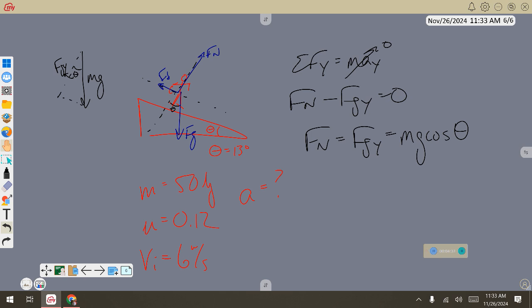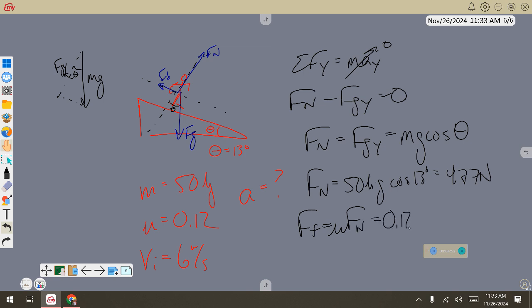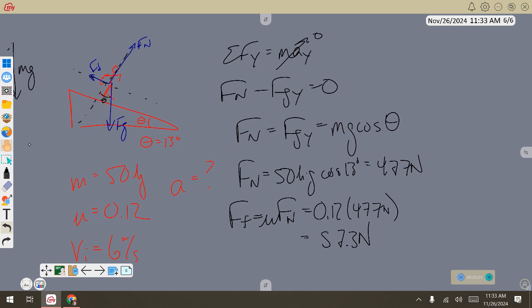Most of you decided to plug numbers in at this point, so I'll go ahead and do that, even though you technically don't have to. This is 50 kilograms times g times cosine of 13 degrees, and I believe that is about 477 newtons. With that, you can go get friction using the model of surface friction. So I'm going to multiply 0.12 times that 477 newtons, and I'm going to end up with 57.3 newtons.